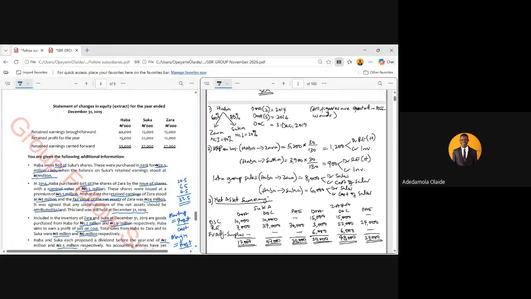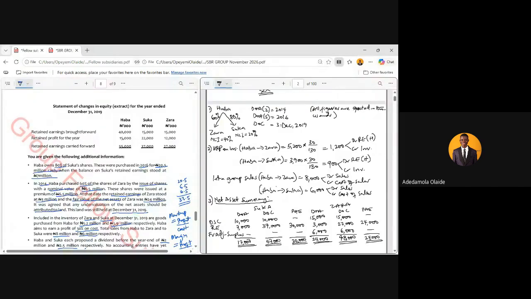We cannot import it, or we cannot assume for it. So the best assumption we'll make is that whatever the book value is will be the fair value.